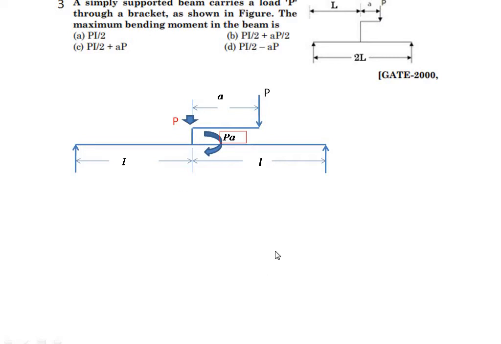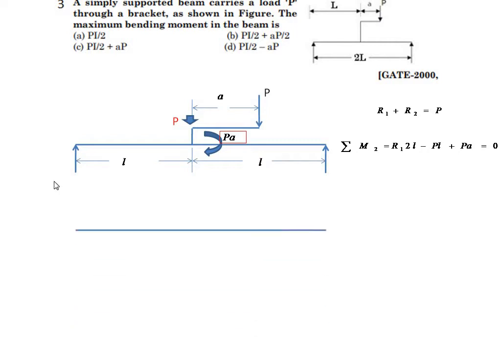Now we have to go for the same calculation, right? R1 plus R2 is equal to P, that is, the sum of upward forces is equal to the sum of downward forces. So R1 and R2 being the upward forces and P being the downward force, R1 plus R2 is equal to P, and then we have to take the summation of moments at the point 2 is equal to 0.